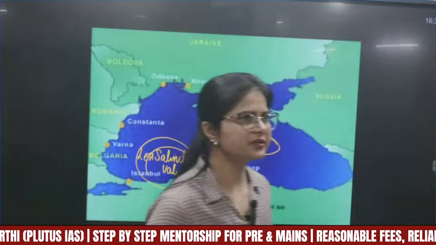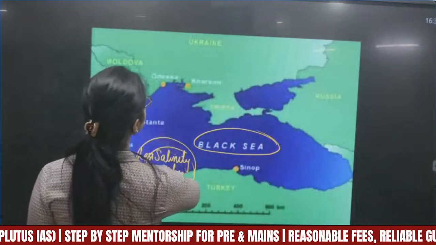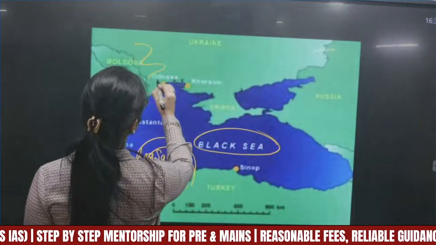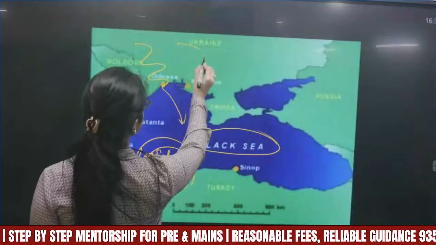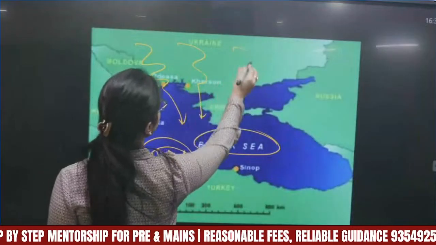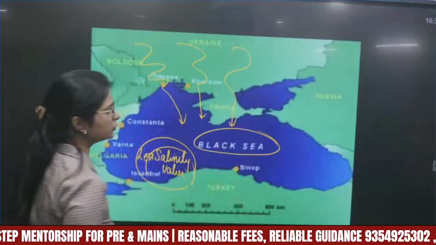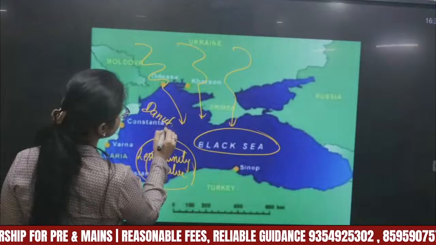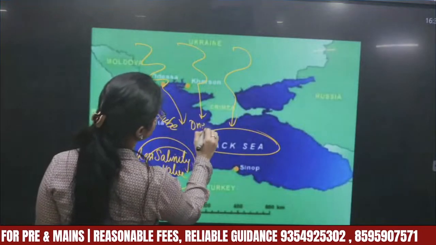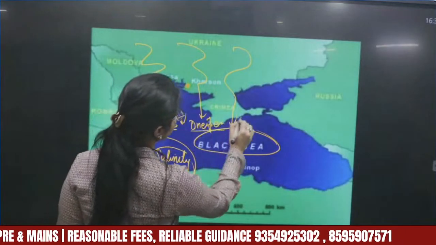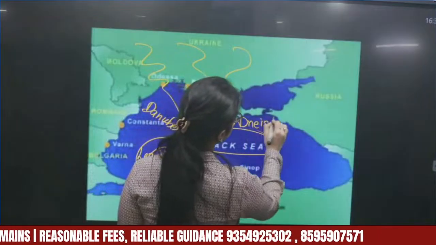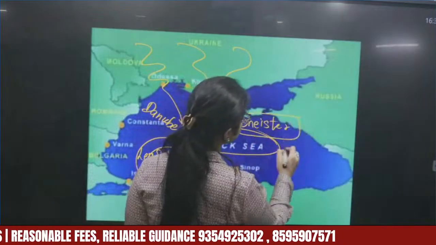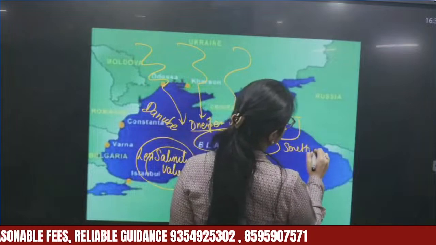One river which is draining into them is from Ukraine, is very popular. Ukraine-Russia war is a very popular topic these days. I hope that you have gone through these rivers if you have gone through the Indian Express or The Hindu. One river which is draining into it is Danube. Then you have the Dnieper. Then you have the Dniester. And there are other rivers also which are draining into this. Southern Bug is another.